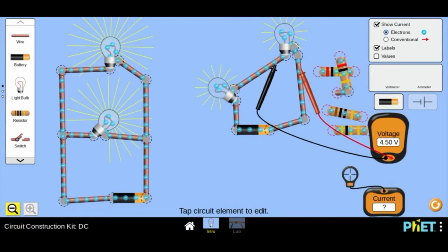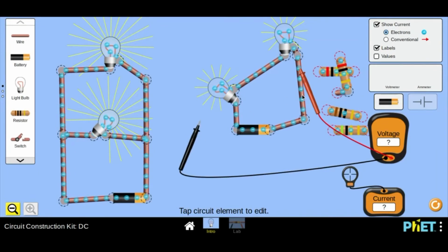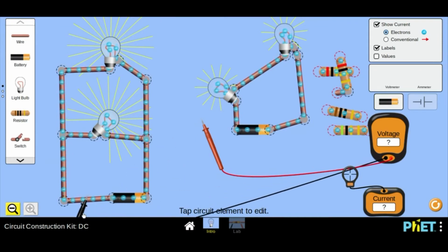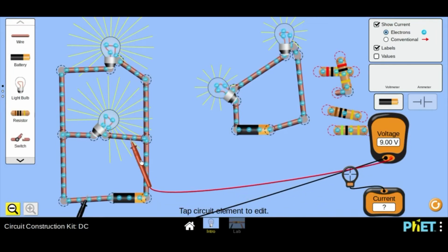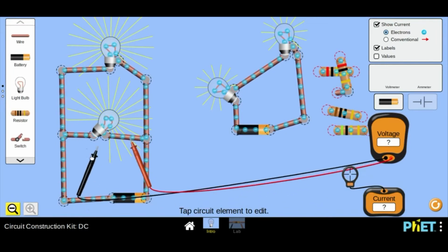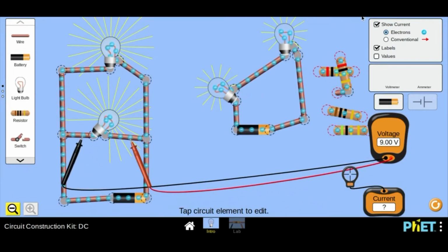Because there's no resistors, the measurements for both bulbs, 4.5 for each, equal the total voltage, which is 9 volts. However, in a parallel circuit, each device has the voltage equal to that of the full battery voltage. This means that light bulbs will not get dimmer the more you add, which is why these light bulbs are brighter than these ones. If we measure the voltage across the battery, it's 9 volts, and then across each light bulb, it stays the same.